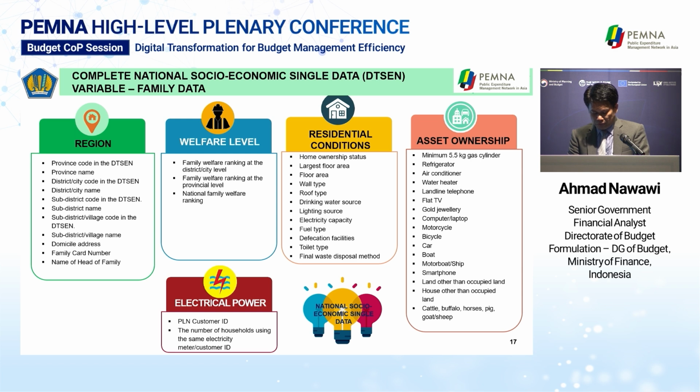DTSEN variables for family data. DTSEN includes comprehensive family-level information. This includes household location and identification, welfare level, housing condition, asset ownership, and access to electricity and utilities. These indicators provide a multidimensional view of household welfare, allowing more accurate socio-economic profiling.